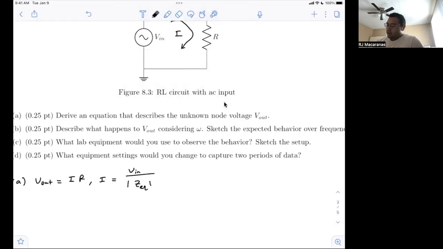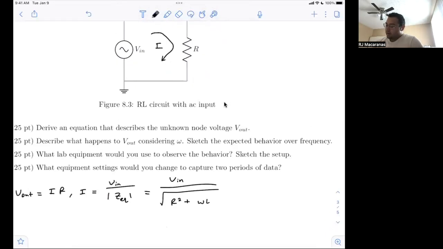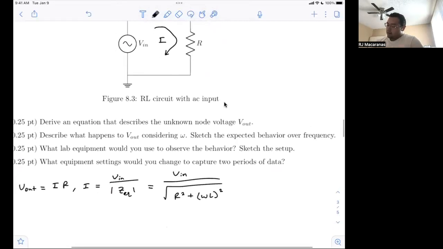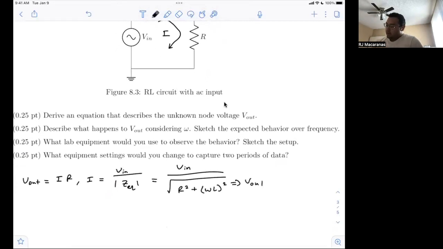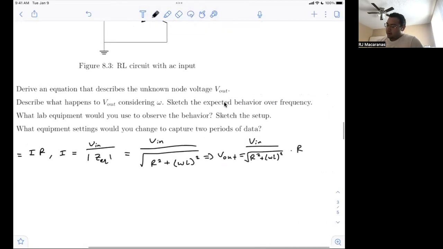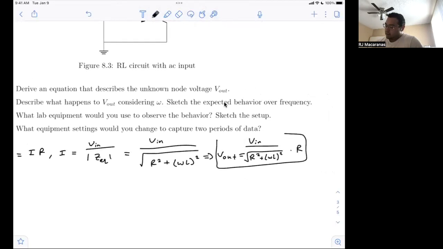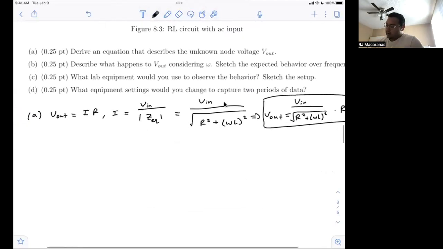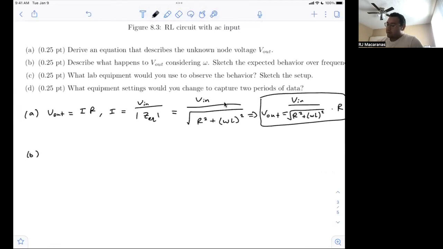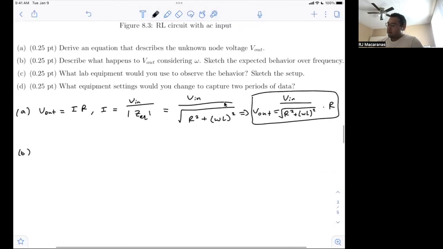So we've got our current here. So that's V in divided by the square root of R squared plus the imaginary component, which is omega L squared, which means that our output, V out, is V in divided by this, the square root of R squared plus omega L quantity squared, times R. And that gives us an expression here for the output voltage.